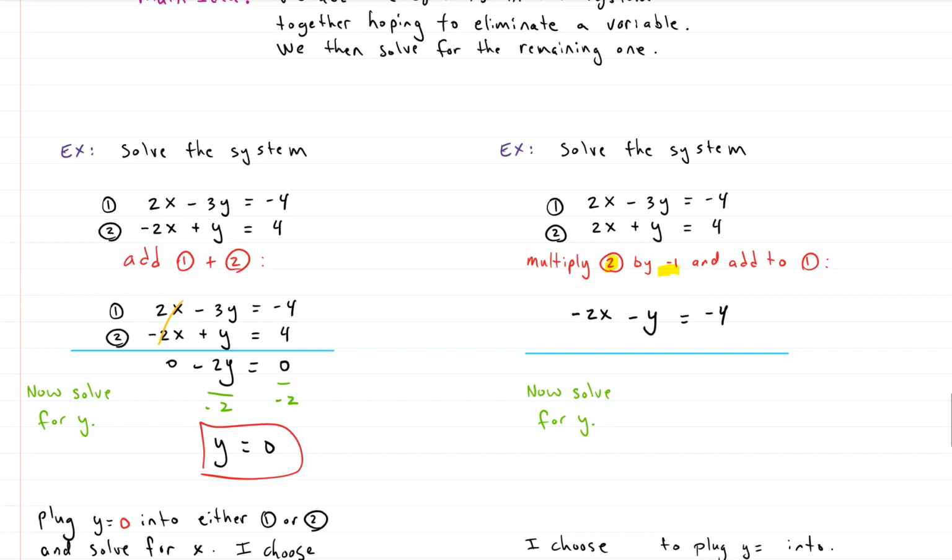And let's label this one. We'll call it equation 2.1 because it's not equation 2, it's our newer edition of equation 2. And then equation 1 just stays the same, right? So we'll just copy it down. 2x minus 3y equals -4. And now when we add them, just like we wanted, the x's cancel out, and we have 0 minus 4y equals -8. And if we divide by -4 on both sides, what do we get? We get y equals +2.